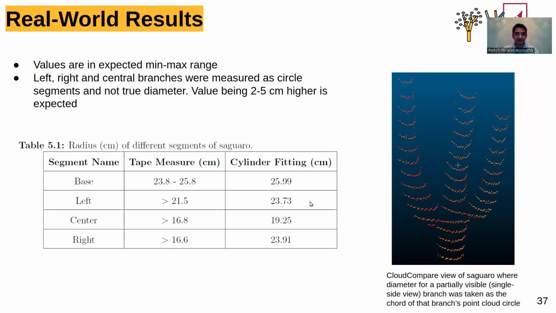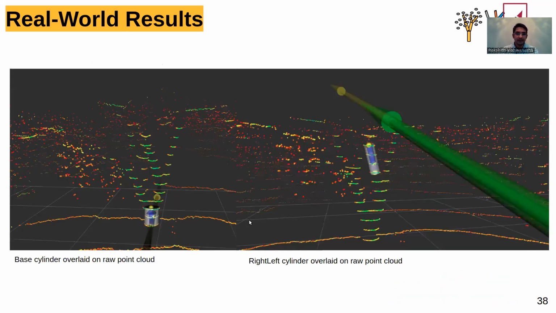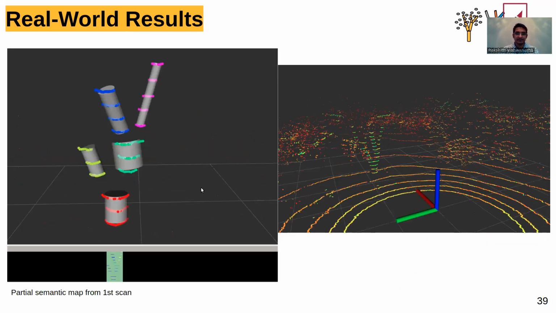This table again represents the values that were obtained with respect to ground truth, and all the values were close to ground truth values. These are results from the Palo Verde, for the base of the Palo Verde and the right and left branch. The same thing integrated would look as so.